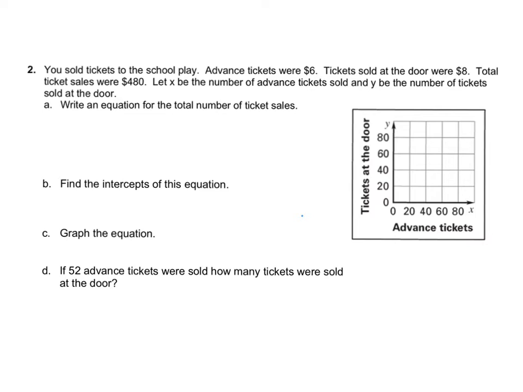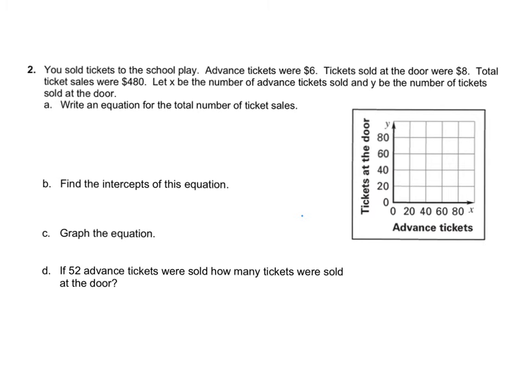All right, so in our next example, it says that you sold tickets to a school play. Advance tickets were $6. Tickets at the door are $8. Total tickets were $480. Let X be the number of advance tickets sold and Y be the number of tickets sold at the door.